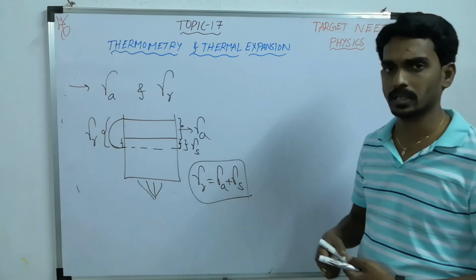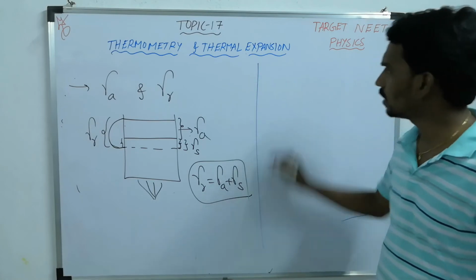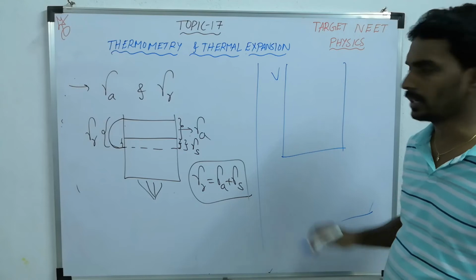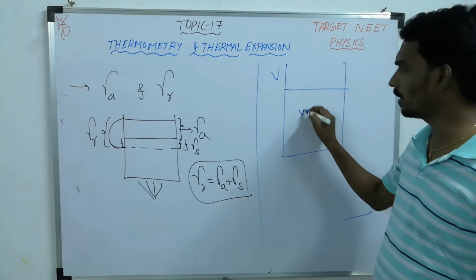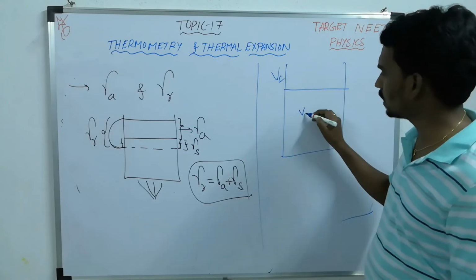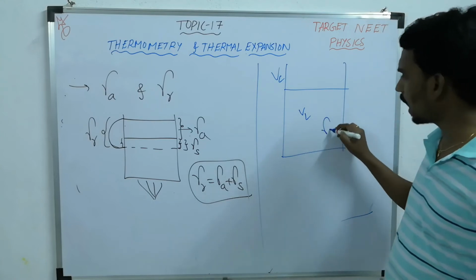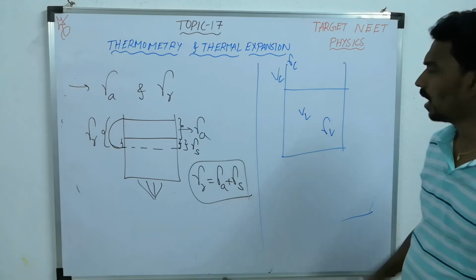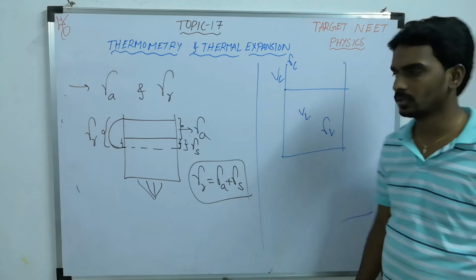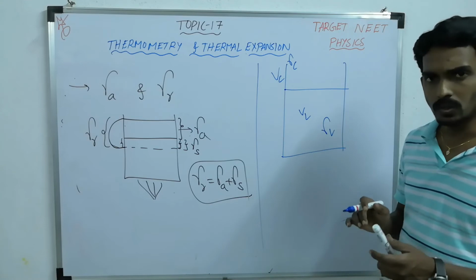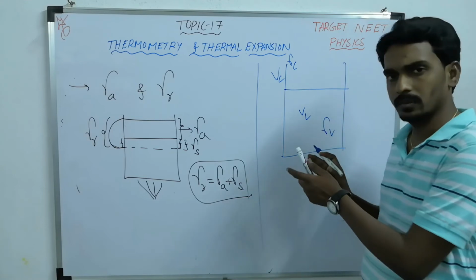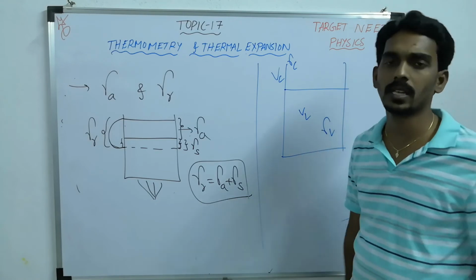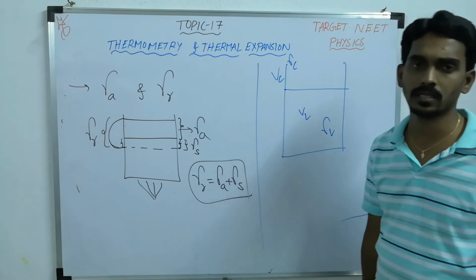But one last final thing I will tell you. Suppose there is a container of volume V, and there is a liquid having some volume. This is Vc, this is Vl. And this is gamma L and this is gamma C. Now you heat it, you increase the temperature such that the liquid level remains the same.